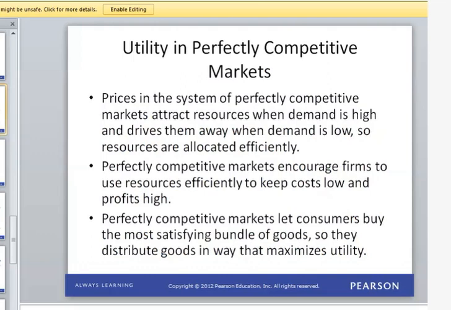Okay, utility in perfectly competitive market: the prices in a system of perfect competition attract resources when demand is high and drive them away when demand is low. So resources are allocated efficiently. So in perfectly competitive markets, the use of resources, raw material, whatever resources, is usually very efficient, really very efficient, because it depends on the market itself, right?